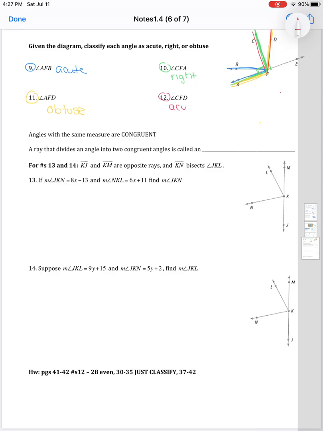So that's this guy right here. So CFD, that's definitely little. Think of acute, it's like a cute angle. So that would be less than 90, so that's acute.